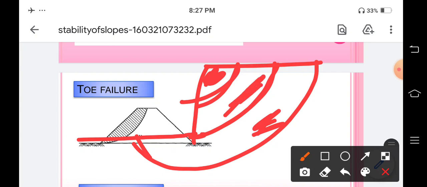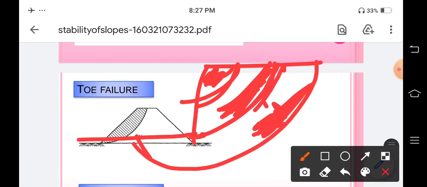These kinds of failure will occur. Suppose this is made up of murum, and this is black color soil. So there is no proper bonding between these two layers. This layer will slide in the downward direction, and the failure plane is passing from this toe point.